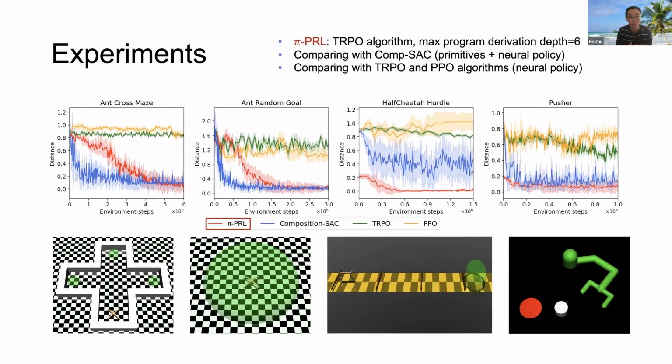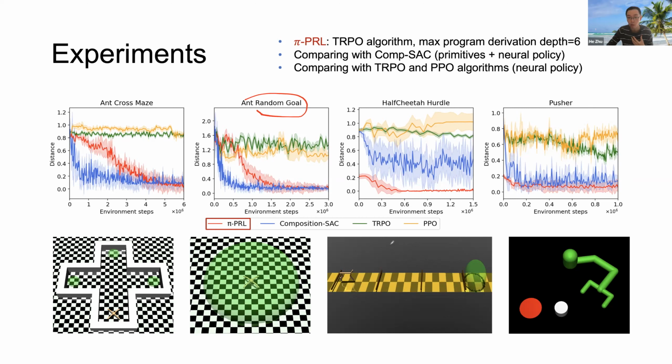So we have evaluated this program in some challenging reinforcement learning applications. For example, for the Ant Cross Maze, we have already talked about this. We want the Ant to reach a goal from the 3 random goals at each iteration. And for Ant Random Goal, we want to learn a policy that can reach a random goal, randomly sampled anywhere around the Ant.